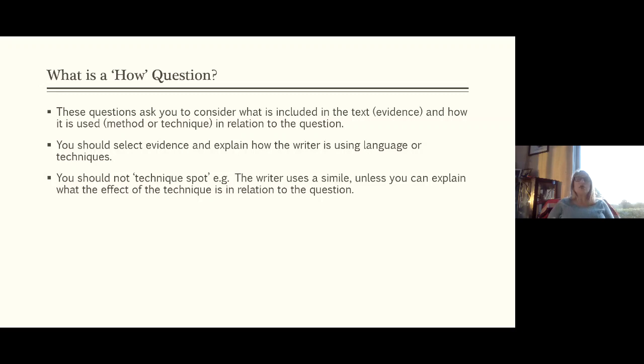And as I show you now, this question is going to ask you to explain how the writer is using language to persuade you. So that's really important, that you can't just technique spot and say, well, they're using a persuasive device there. Well, how does that persuasive device or technique, a rhetorical question, for example, how does that rhetorical question add to their persuasion? How can it persuade you? So you really need to think about that.